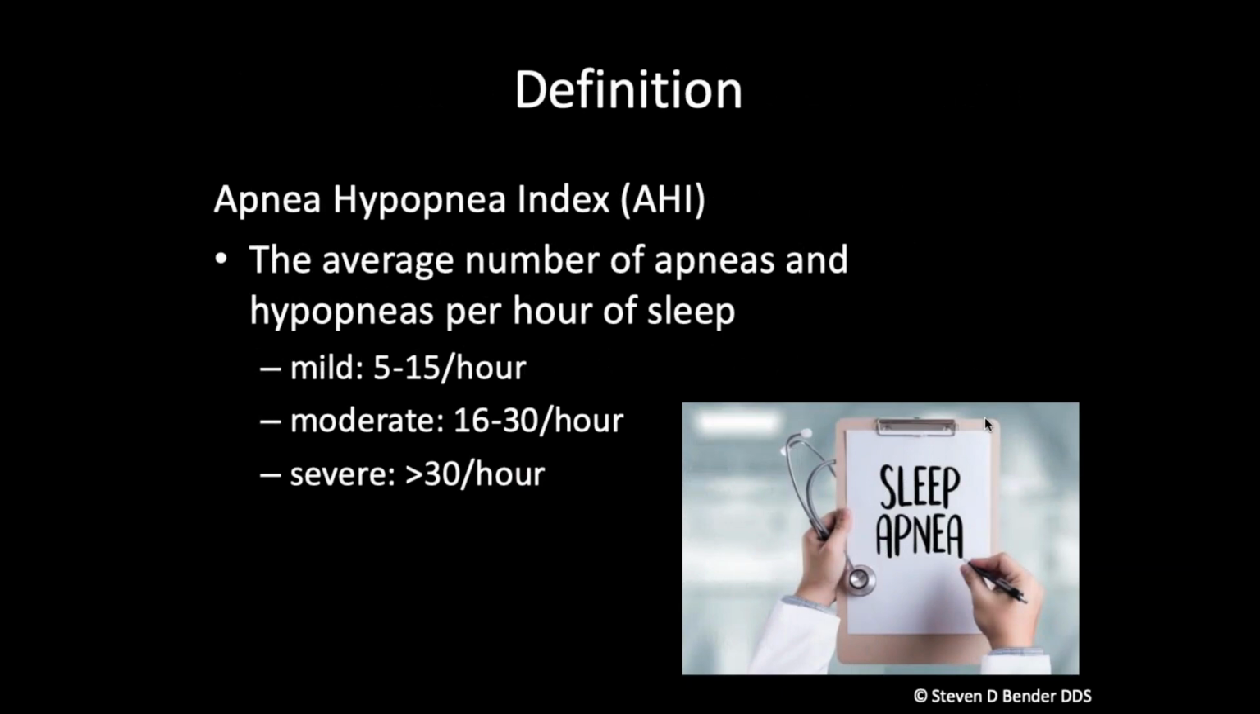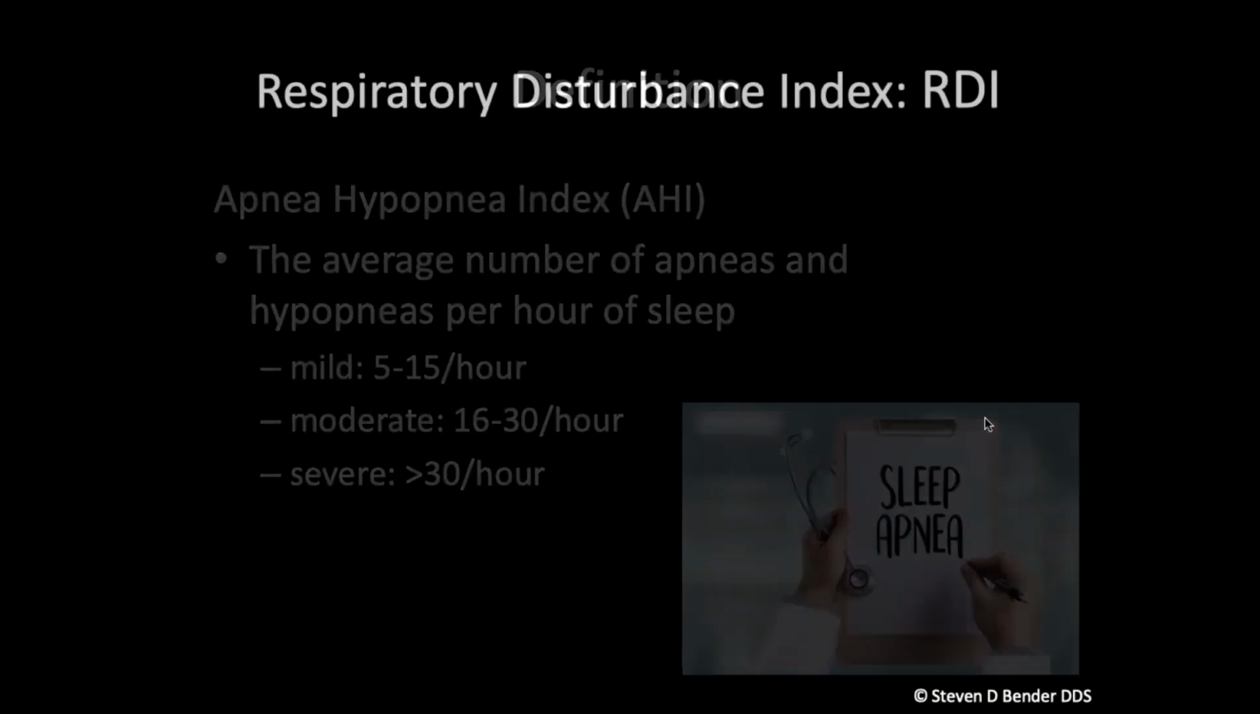Now, another definition would be the apnea-hypopnea index, which is going to be a measure of severity of sleep disordered breathing. So that's going to be taking the average number of apneas, or where we stop breathing, with the number of hypopneas and averaging that per hour of sleep. So when we take that all together and we average it per hour of sleep, less than 5 of those is considered normal. 5 to 15 would be considered mild sleep apnea, moderate would be 16 to 30, and then above 30 would be considered severe sleep apnea.